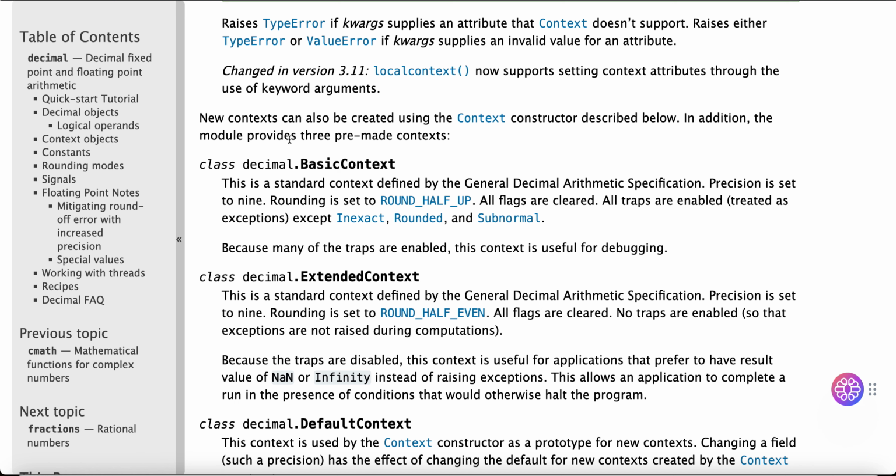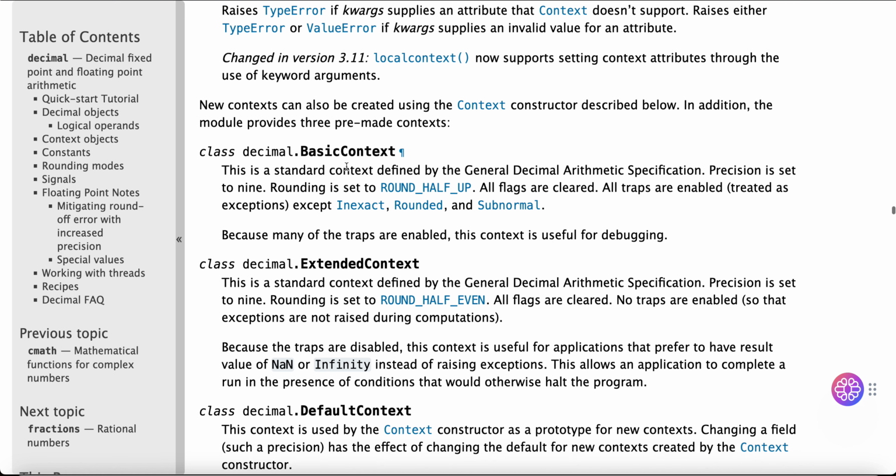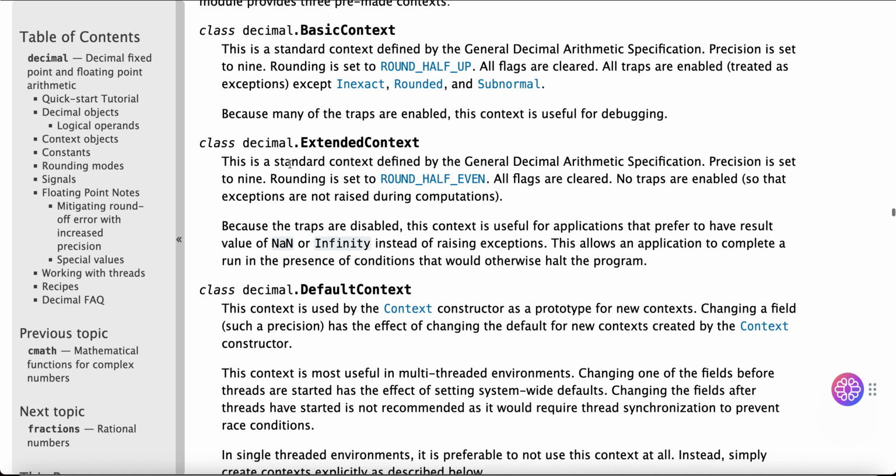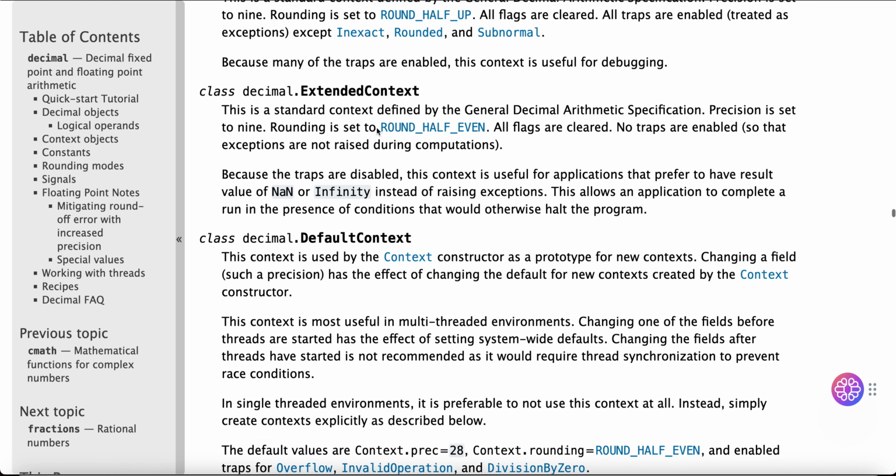In addition, the module provides three pre-made contexts. Class decimal.BasicContext. This is a standard context defined by the General Decimal Arithmetic Specification. Precision is set to 9. Rounding is set to ROUND_HALF_UP. All flags are cleared. All traps are enabled, treated as exceptions, except Inexact, Rounded, and Subnormal. Because many of the traps are enabled, this context is useful for debugging.